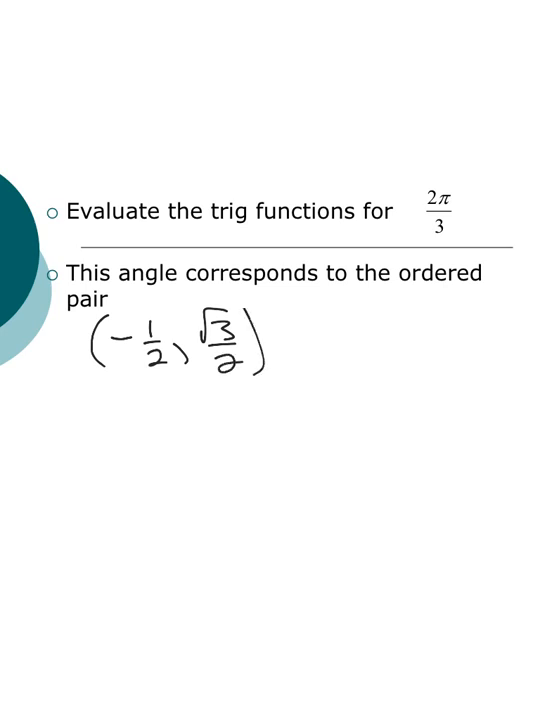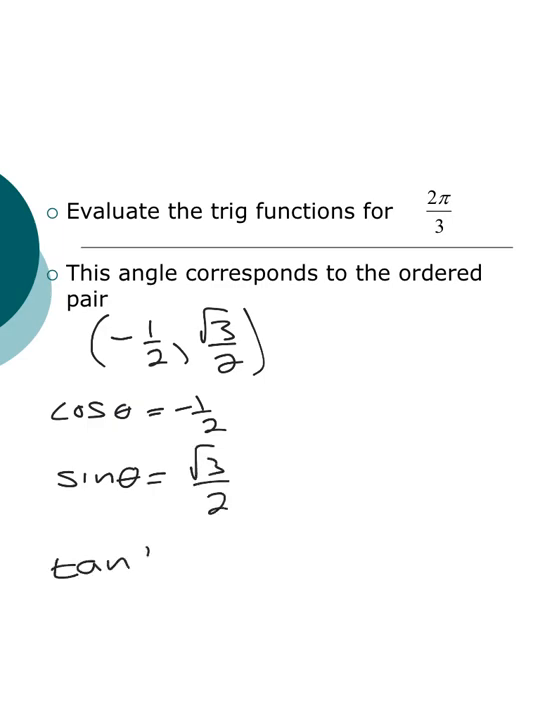Based off of that information, my cosine is going to be negative 1/2. My sine is going to be radical 3 over 2. My tangent is going to be a fraction, so it's radical 3 over 2 over negative 1/2, which ends up being negative radical 3.